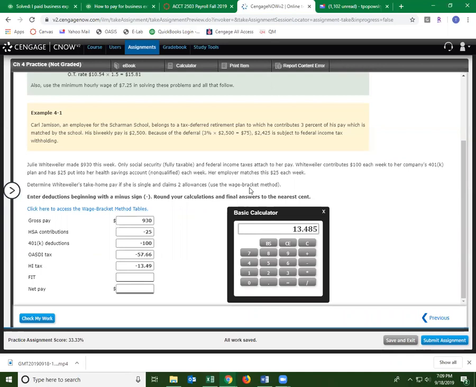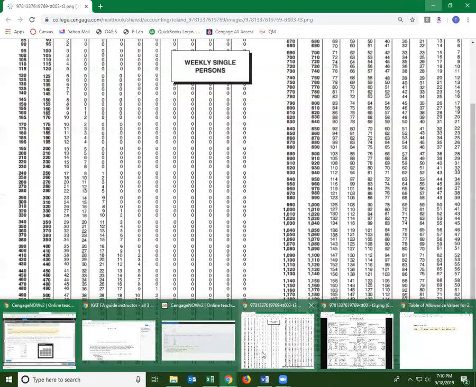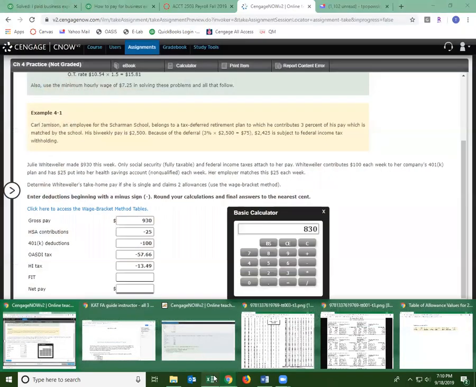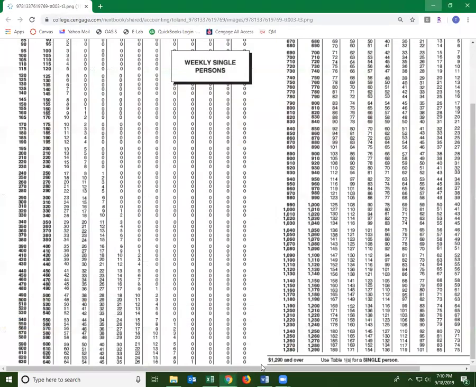Well, then it says determine White-Whaler's take-home pay if she is single and claims 2 allowances. Use the wage bracket method. Well, at least the wage bracket method is a little easier. However, for federal income tax, again, the $100 that she's contributing to her company's 401k is non-taxable. So her taxable income for federal income tax, I would take 930 minus that 100. So we are going to look up $830 of wages on our tax table. And she is single with 2 allowances.